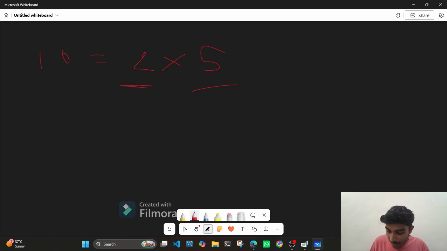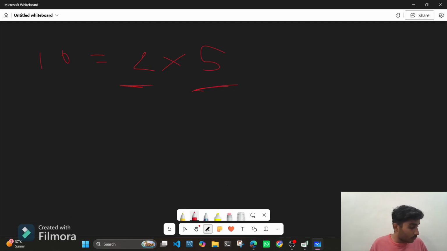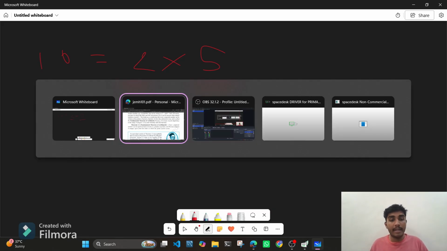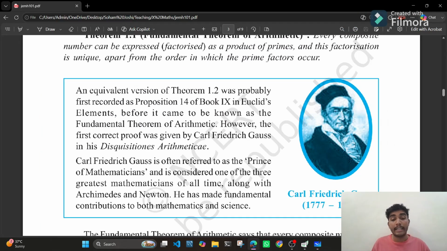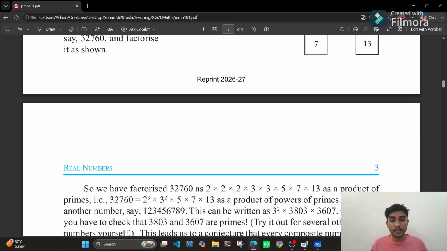So theorem 1.1, the fundamental theorem of arithmetic, states that every composite number can be factorized as a product of primes and their factorization is unique. As you saw in the example of number 10, it can be factorized as the product of primes. These are prime numbers. These are the prime factors of the number 10. So this is what our theorem states. Okay, I hope that this is clear.